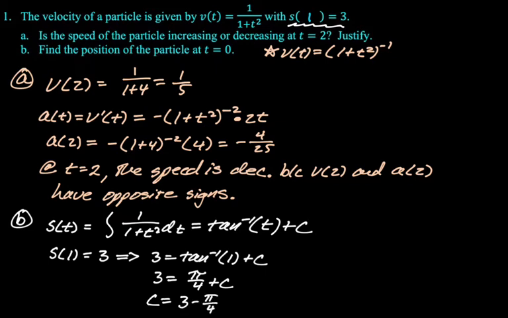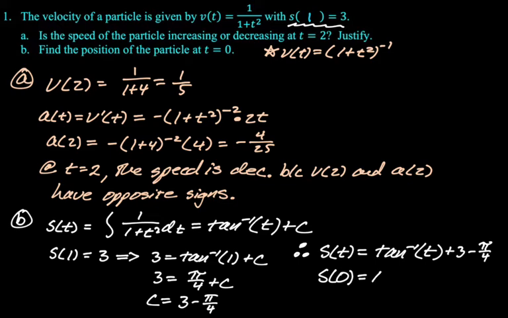So now we know what s of t is. S of t is the arctan of t plus that c value we found, 3 minus pi over 4. The question, though, is what is s of 0? So I'm going to take 0 and plug it in. So that's just going to be the arctan of 0 plus 3 minus pi over 4. The arctan of 0, again, review these every once in a while, not continuously, but every once in a while.